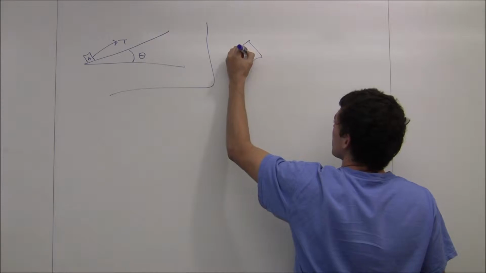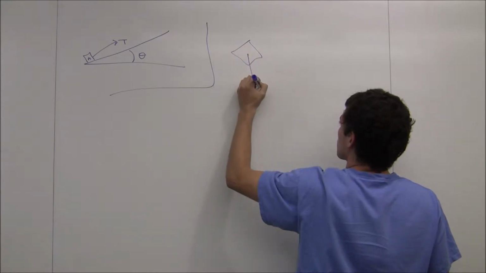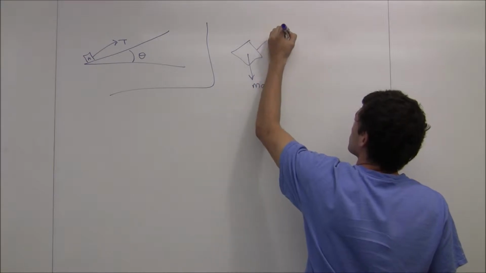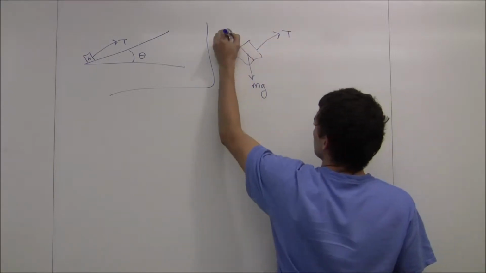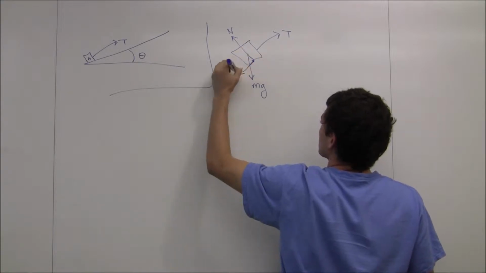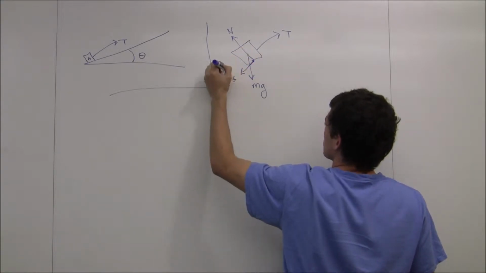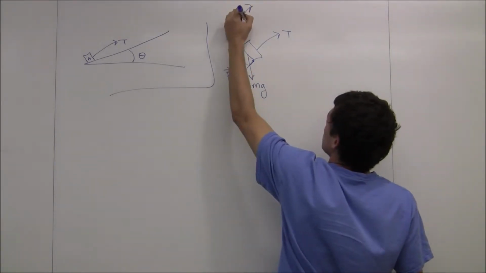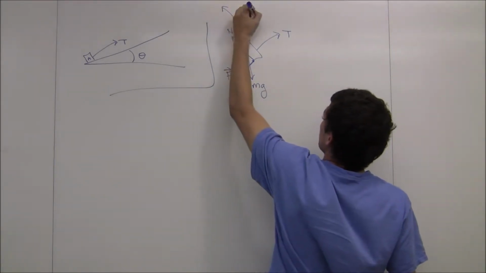It's got the force of gravity, mg, pulling it downwards, the tension force pulling it up the slope, the normal force pushing it away from the slope, and the force of kinetic friction resisting the force of tension. I'm going to define this to be the positive x direction and this to be the positive y direction.